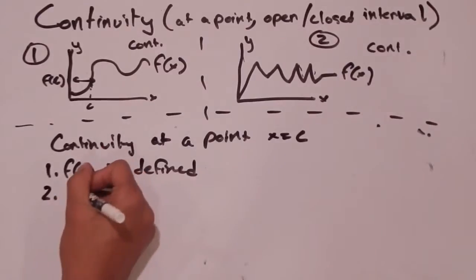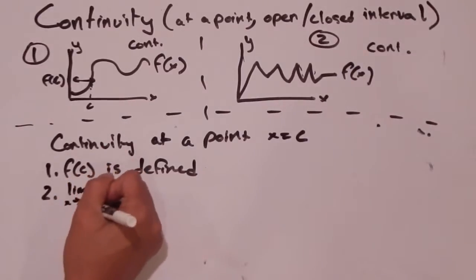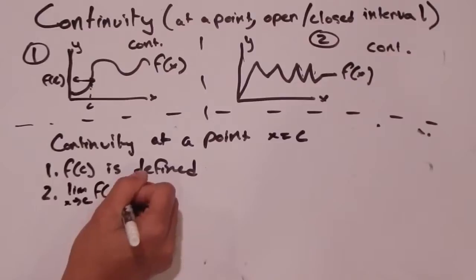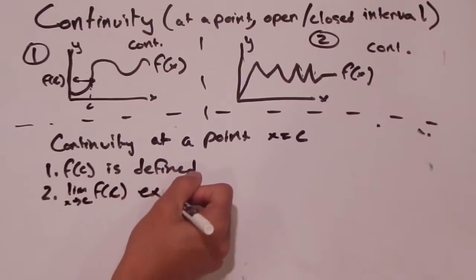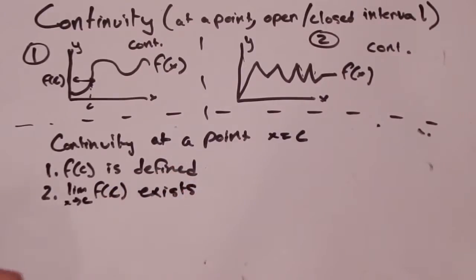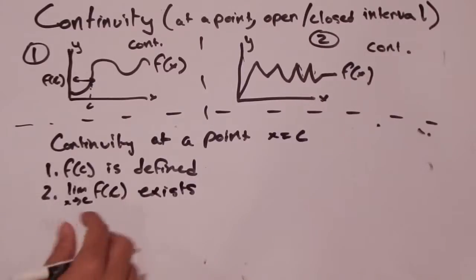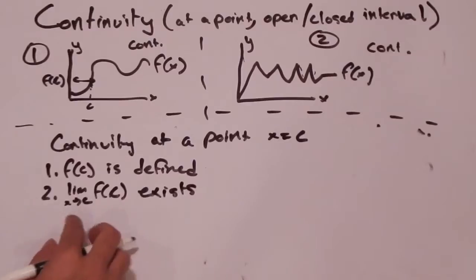The second is that the limit as x approaches c exists. So we can't have a function be continuous at a point where the limit doesn't exist. We need to know what f of x is approaching as x is approaching c.